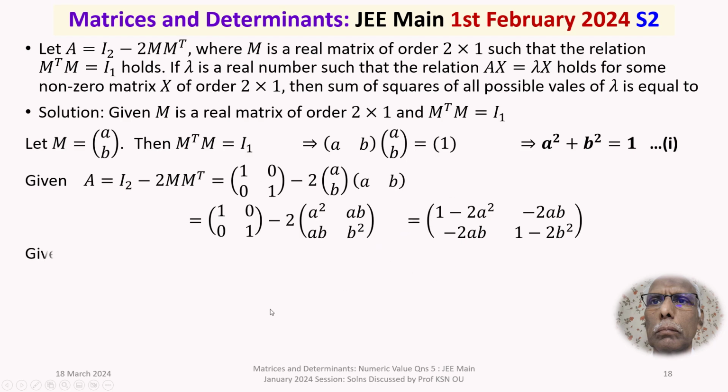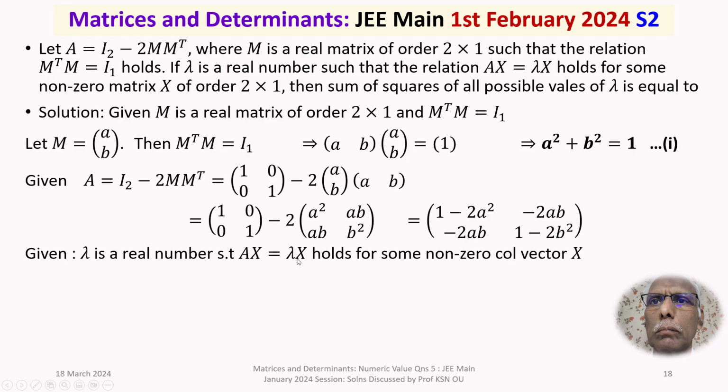That's A. And we are given lambda is a real number such that Ax is equal to lambda x holds for some non-zero column vector x. X is a non-zero column vector. Remember that. So Ax is equal to lambda x can be written as A minus lambda I multiplied by x is equal to the zero column matrix.